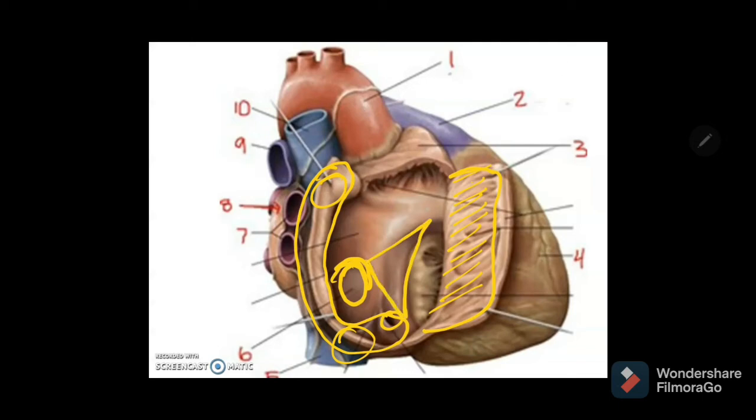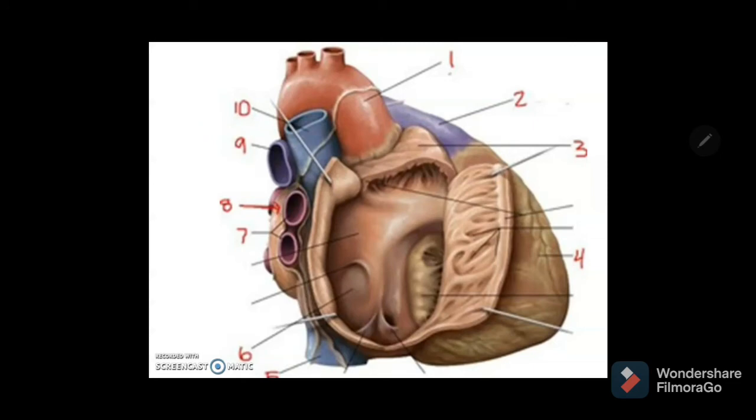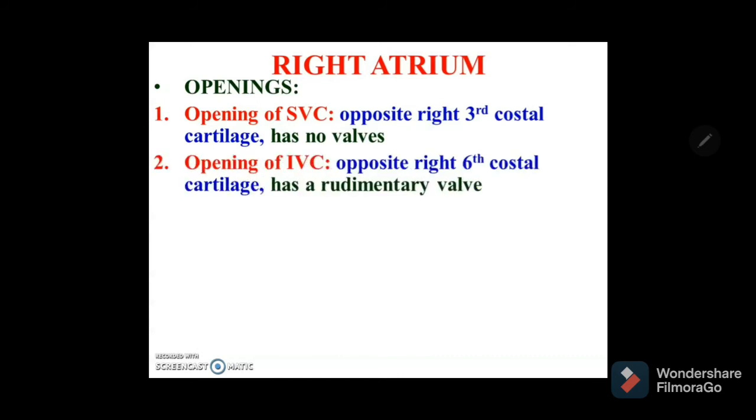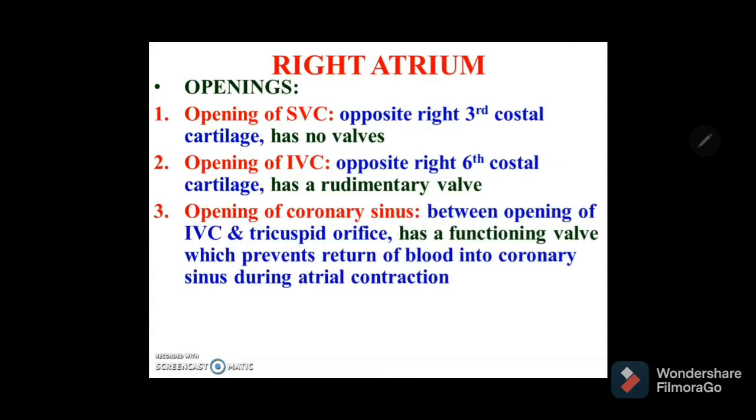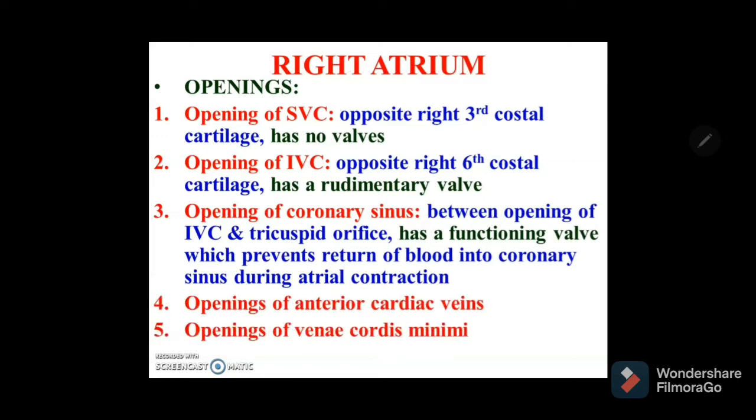The triangle of Koch is bound above by the tendon of Todaro, anteriorly by the tricuspid annulus, and posteriorly by the opening of the coronary sinus. It is usually the location of the AV node. So these are the three features of the interior of the right atrium: anterior rough part, posterior smooth part, and a septal part. What are the openings in the posterior smooth part? You are seeing the opening of superior vena cava, inferior vena cava, coronary sinus, anterior cardiac veins, and openings of venae cordis minimae.